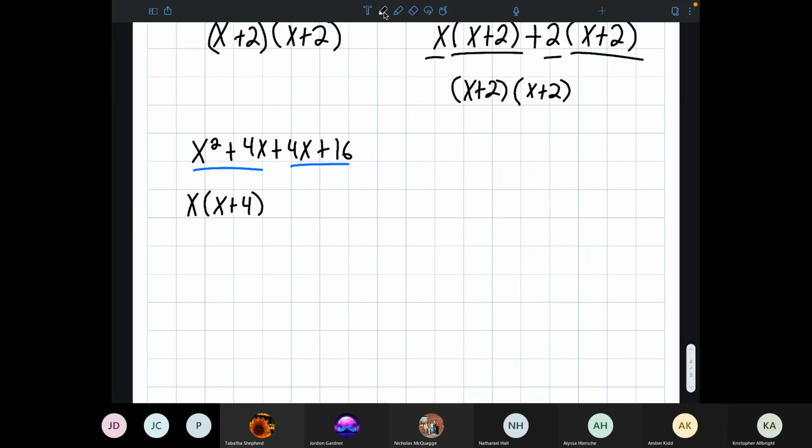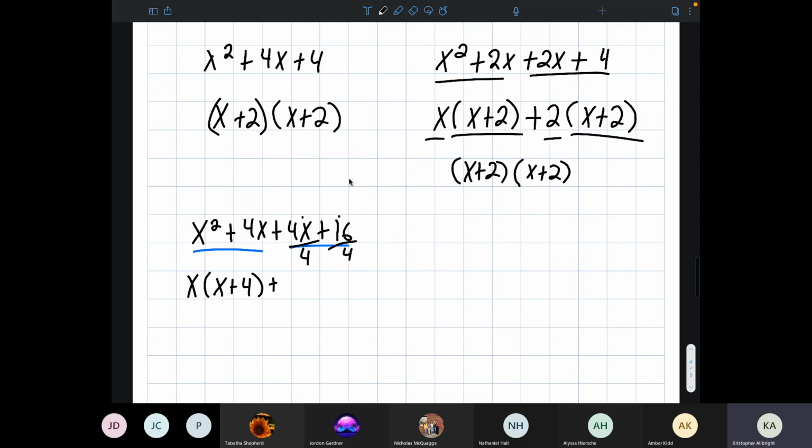So now we pull out what we can out of these 2 numbers. What I'm looking for is a number that I can pull out, because they both have numbers, and 4 seems to be a good option because 4 goes into 16. So I'm going to divide by 4, I'm going to divide by 4, and I'm going to move my 4 to the outside. I'm going to end up with x plus 4. Something you should be noticing in these problems is this and this match, and they always have to. If they don't match, you need to go back and look at it again.